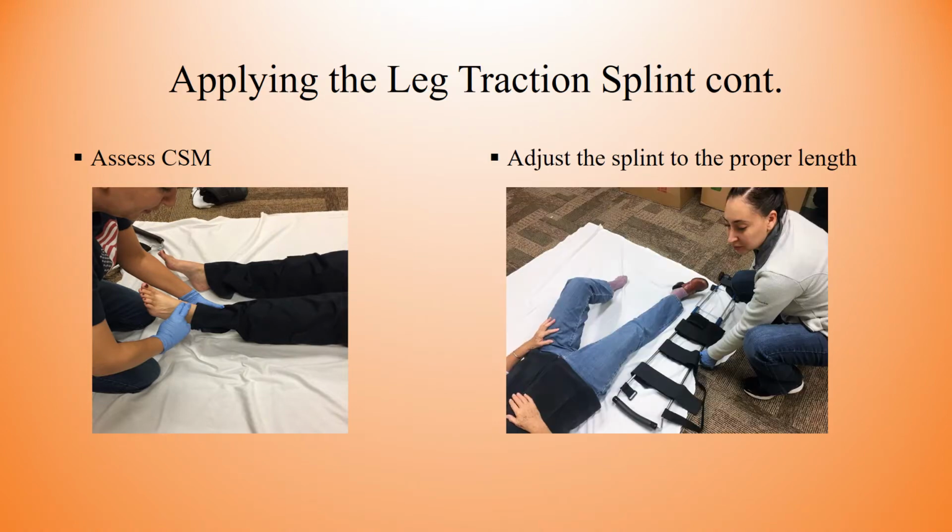Then you'll adjust the splint to the proper length. You will be measuring on the non-injured leg to get a sense of what the size of their leg should be. And for this particular splint, it advises extending out the leg traction splint about 10 inches beyond the heel of the foot.